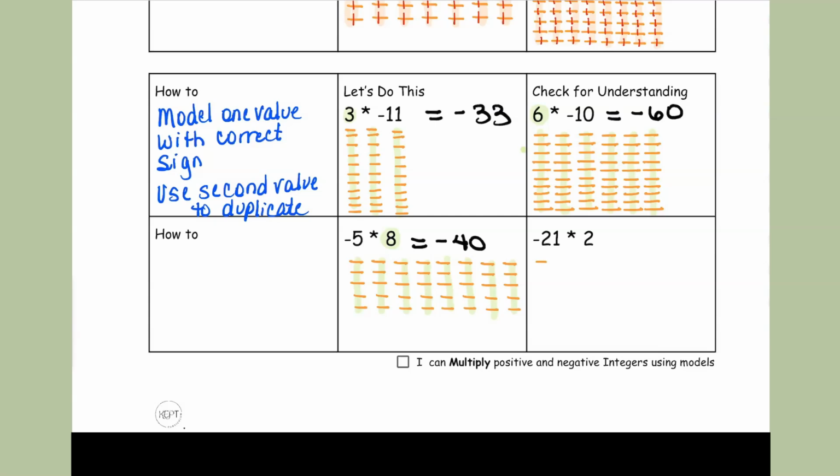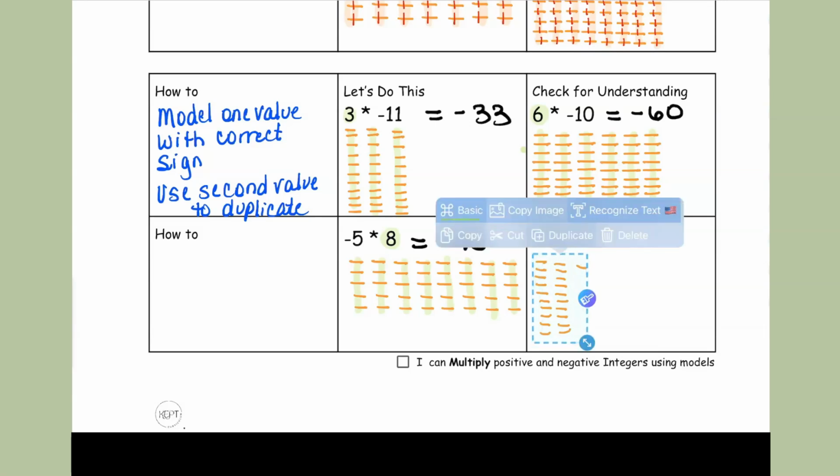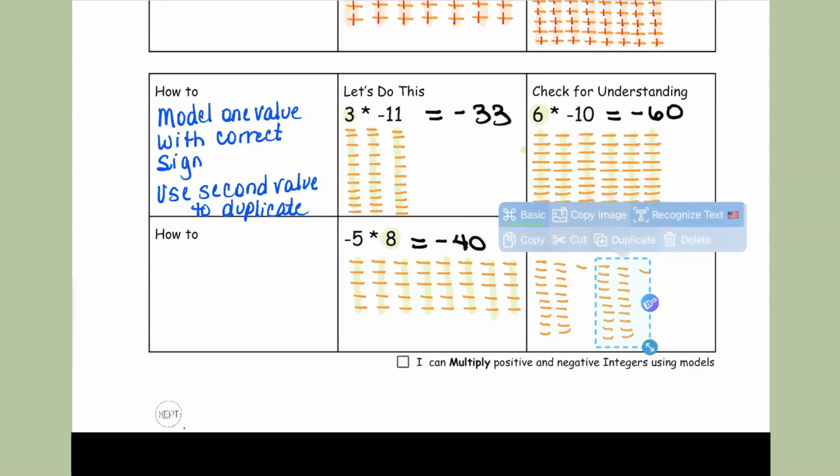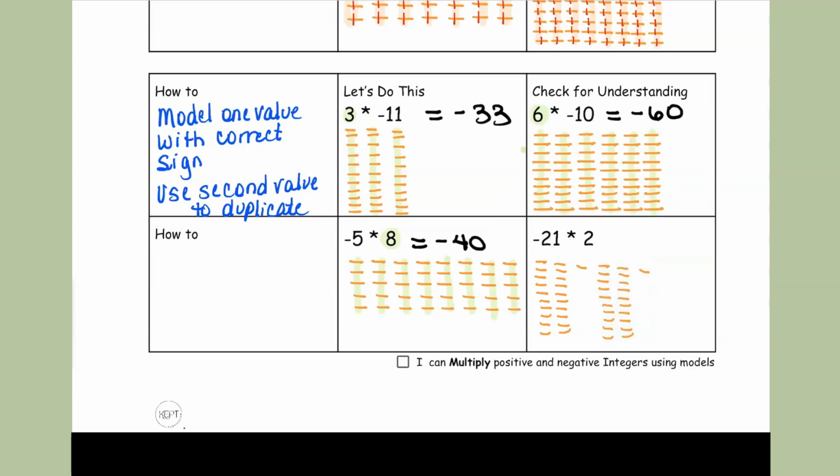Go ahead and try it on your own. I'm sure you could do it. All right, here, negative 21 times positive 2. So I'm going to use this negative 21, and I'm going to draw that out first because it would make no sense for me to draw 2 21 times when I can just draw 21 2 times. Hopefully that makes sense. So I drew out 21 negative markers, and then I copied it 2 times.